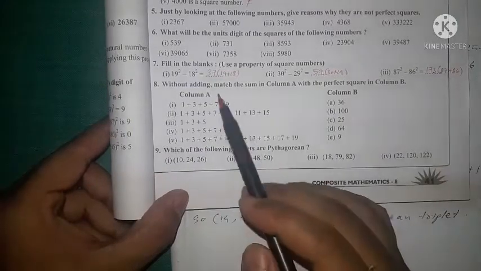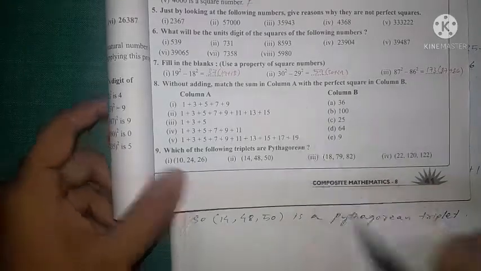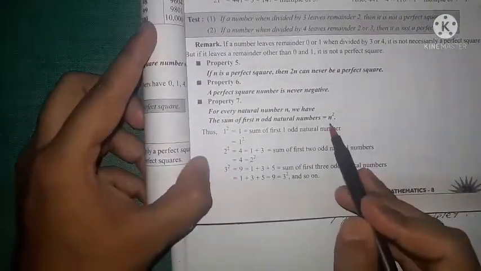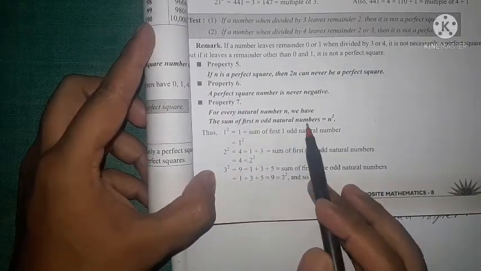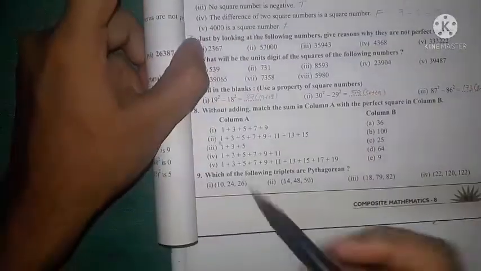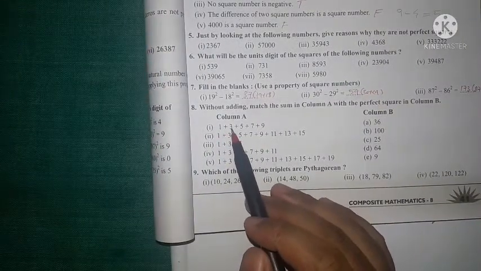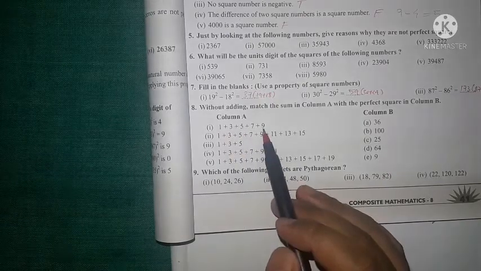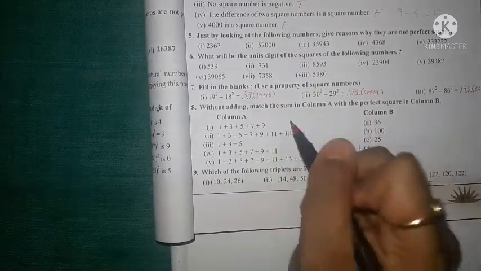Then question number 8: without adding, match the sum in column A with a perfect square in column B. One property is given, that the sum of the first n odd natural numbers is equal to n square. We have already discussed this, it is property number 7. In this question, how many odd numbers are given? As you can see, 1, 3, 5, 7 and 9, that means 5 odd numbers are there. So the answer is 5 square, which is 25, so the answer will be C.